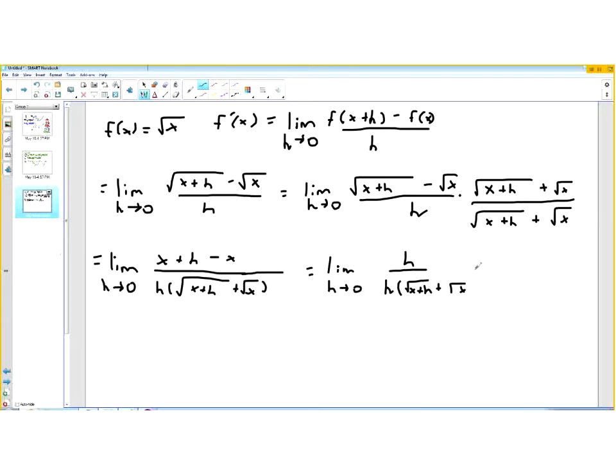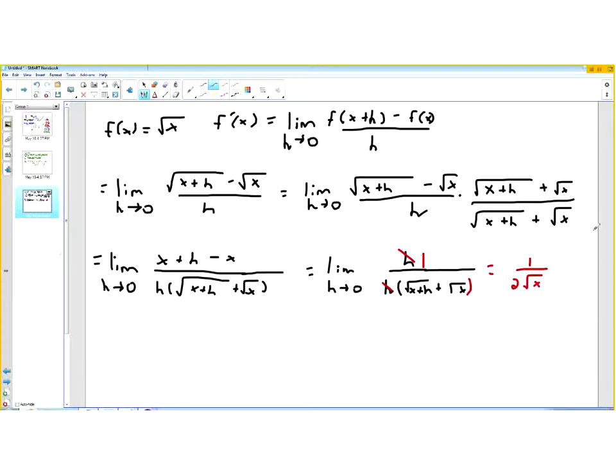And now we can cancel the h's. Okay, so the h's go away. That becomes a 1, and we can use direct substitution because h equals 0 is in the domain, and so after direct substitution, this would be 1 divided by 2 times the square root of x. Let me check that. Yeah, 1 divided by 2 times the square root of x. So that's the derivative of the square root function.